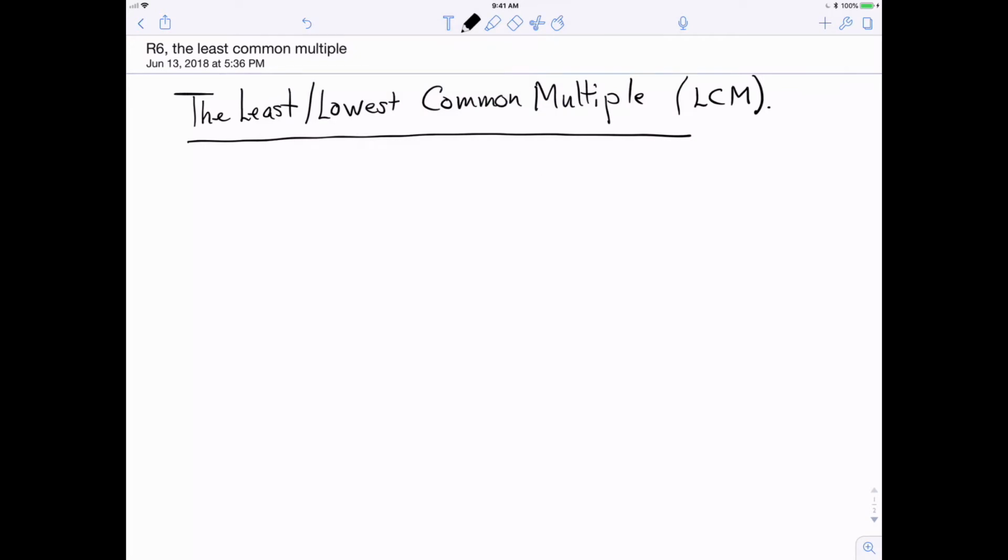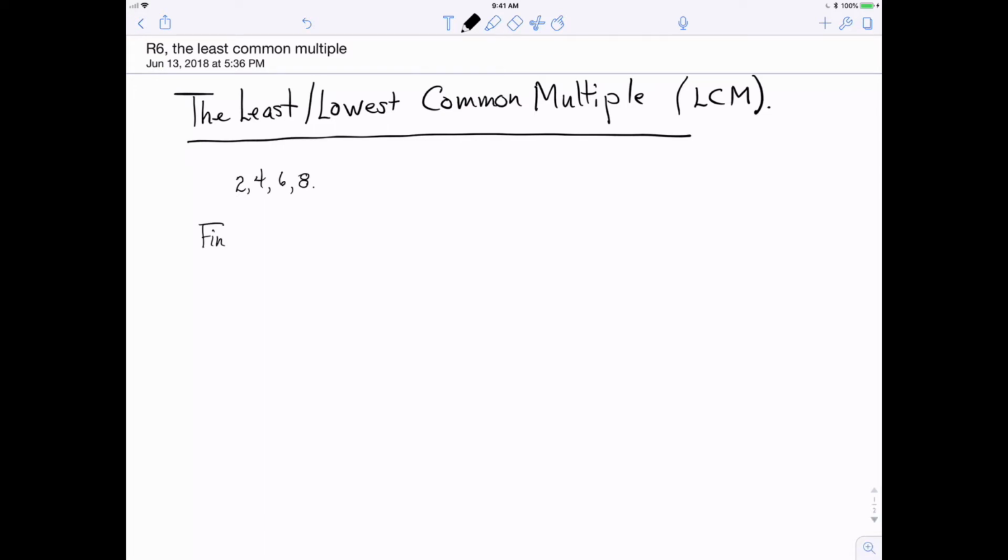Now, remember when you first learned to count? For example, when you counted by twos, you would count 2, 4, 6, and so on like that. So, in order to find the lowest common multiple, all you do is count by those numbers. So, for example, let's try this problem.